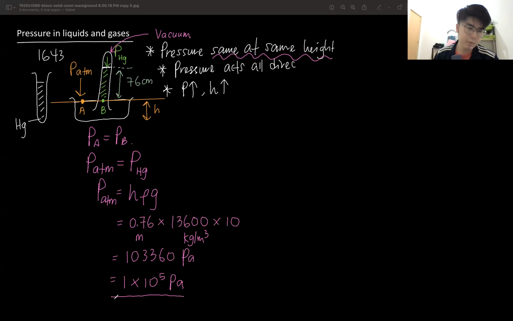In the SPM, it's okay to use this value. You don't need to use 103360. It's okay to use 1 times 10 power of 5. But if the question gives you this one, then you use this one. Okay, so what is this pressure? This is the pressure of atmosphere. At whatever level he's carrying out this experiment, at sea level, atmospheric pressure. And we get this 1 times 10 power 5 Pascal, right?